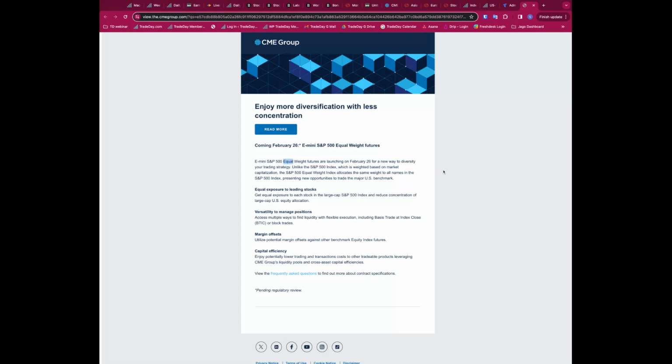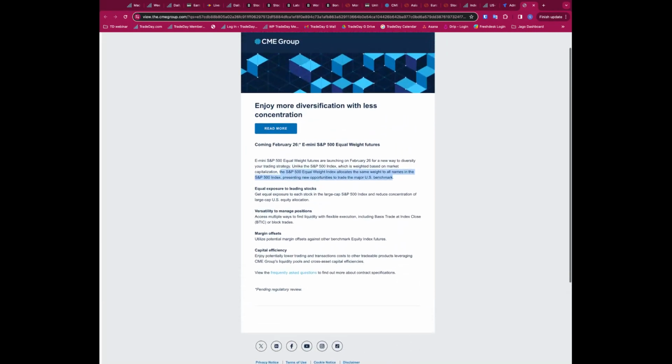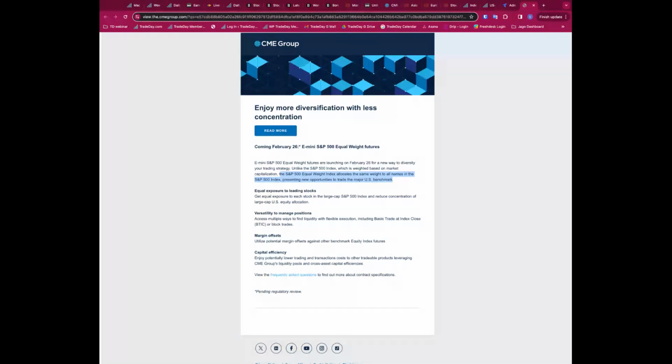Look, for new weighted advice for your trading strategy: unlike the S&P 500, which is weighted based on market capitalization, the S&P 500 equal weight index adds the same weight to all names in the S&P 500, and you'll be able to trade it alongside the major ES benchmark. So what it means is it's going to be a separate contract, okay? So it won't be the ES. They haven't said what they're going to call it, but usually they put what the ticker's called. They'll call it something else, like ESW for equal weighted, or something like that. I don't know. But anyway, they're going to call it something else, okay?